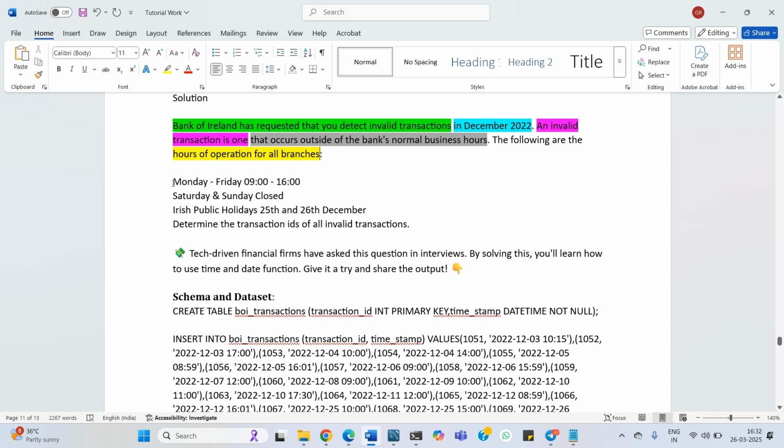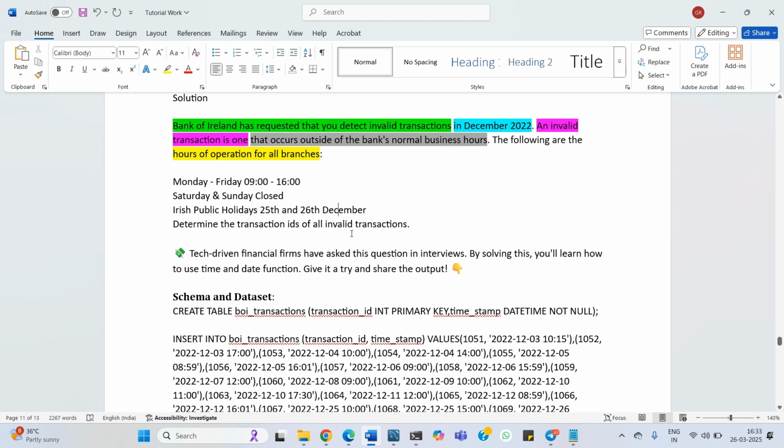They have said Monday to Friday, 9 to 16, and Saturday and Sunday are closed. Irish public holidays are the 25th and 26th of December. And the last part says to determine the transaction IDs of all invalid transactions. So we can go through it by our first segment.